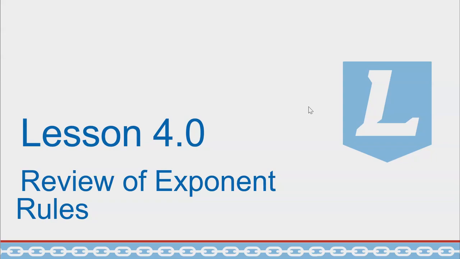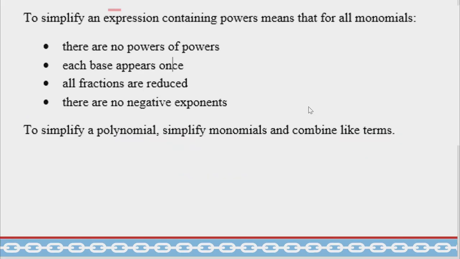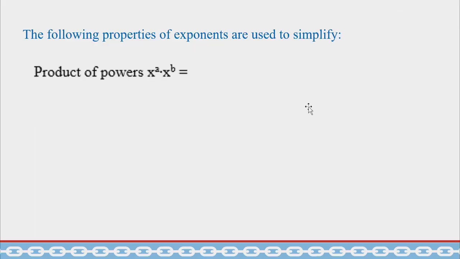For lesson 4.0, reviewing some exponent properties and rules that will be useful in the rest of our chapter 4. To simplify an expression containing powers or exponents, that means that all monomials, there are no powers of powers, each base appears only one time, all fractions are reduced, no negative exponents. To simplify a polynomial, simplify monomials and combine like terms. Right, so let's look at some examples of those properties of exponents that we're going to be using to simplify.